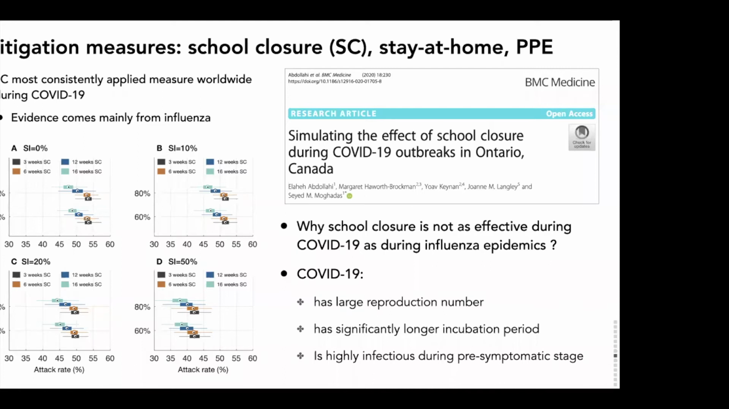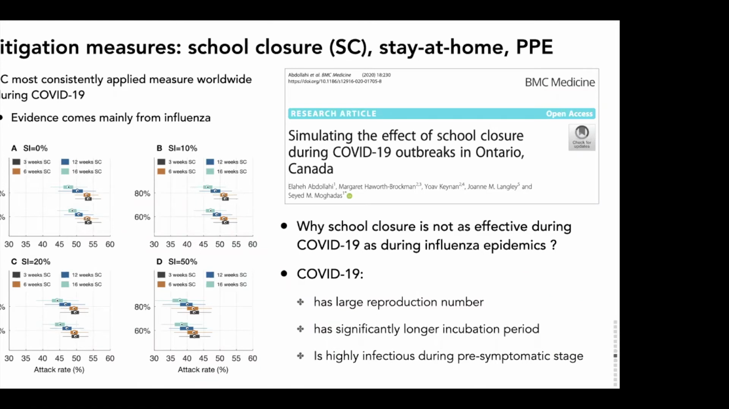And there are some important reasons behind this conclusion, that school closure is not as effective as it is during influenza seasons or influenza epidemics. Those are essentially related to the characteristics of this emerging disease. I'm highlighting some of those differences here that we observed: COVID-19 is significantly more transmissible than influenza epidemics. It has a larger reproduction number. It has a significantly longer incubation period.